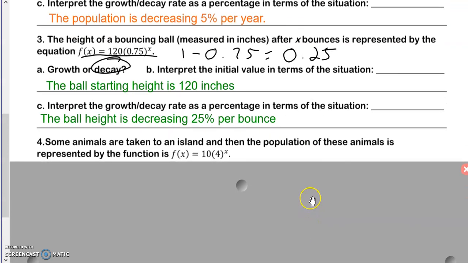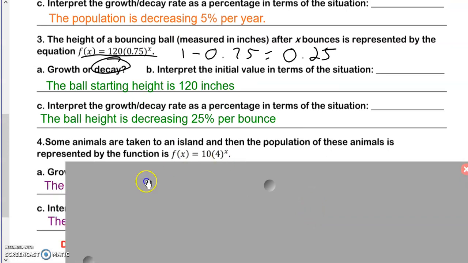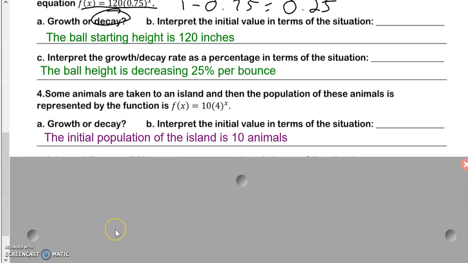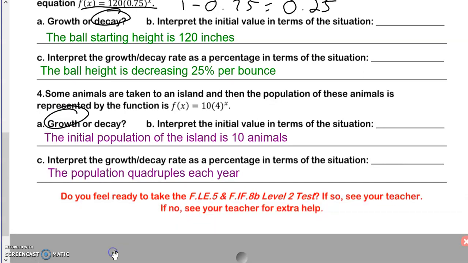And the next one, some animals are taken from the island's population. These animals are represented by this function. So if I take a look at this function, I need to know how many animals were at the island. It is 10. There's 10 animals. Now this one's a little bit different, but I know it's a growth. It's a 4. So it's not a percentage. It is a number. It quadruples, because quadruple means 4. The population quadruples each year. So it is definitely a growth because it's over 1.